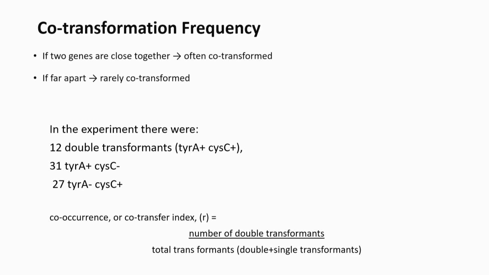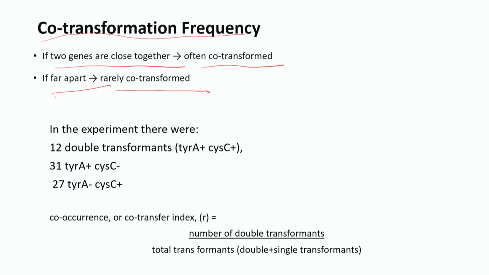So now let us look at co-transformation frequency. Co-transformation, as the word suggests, means that two genes that are close together will be transferred together. Remember that. If they are far apart, there will rarely be co-transformation. So if somebody says that the frequency of co-transformation is high, it means that these two genes are close to each other.